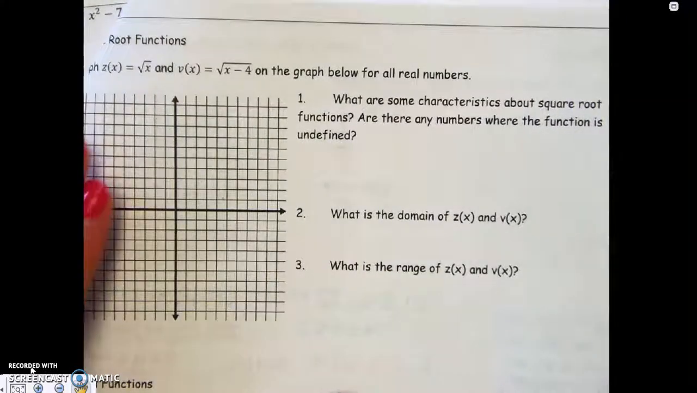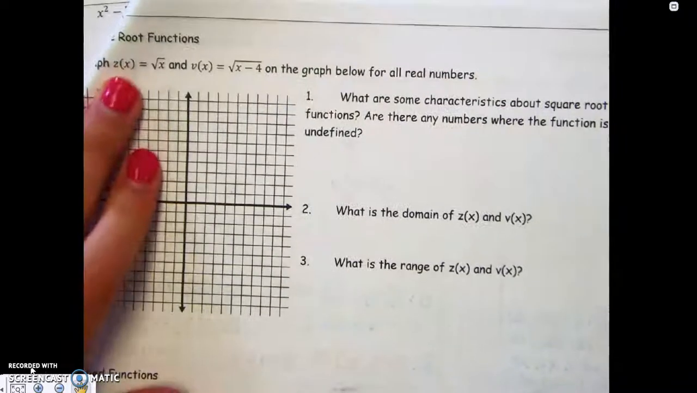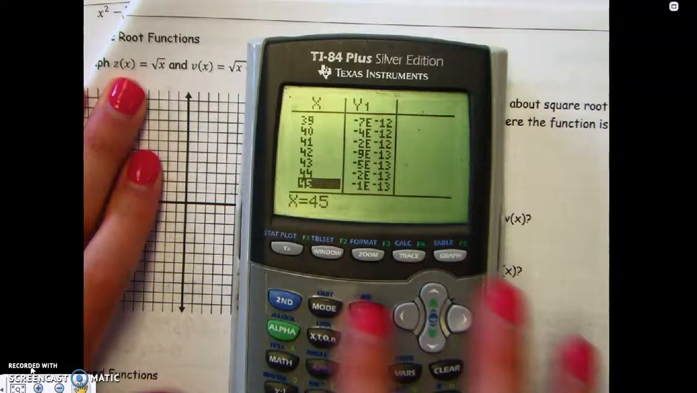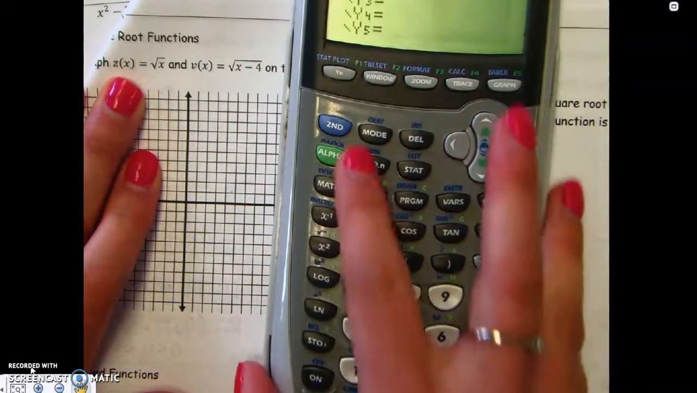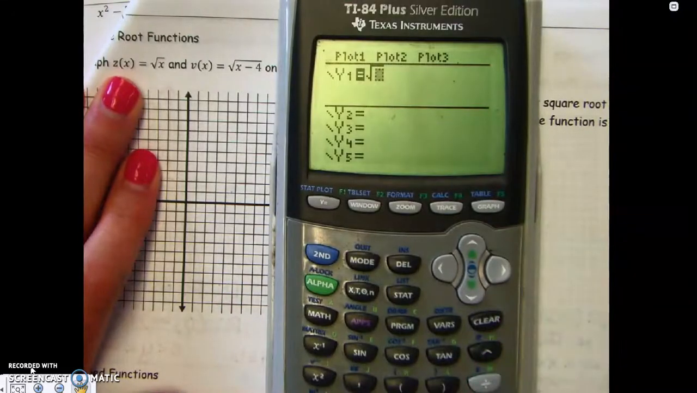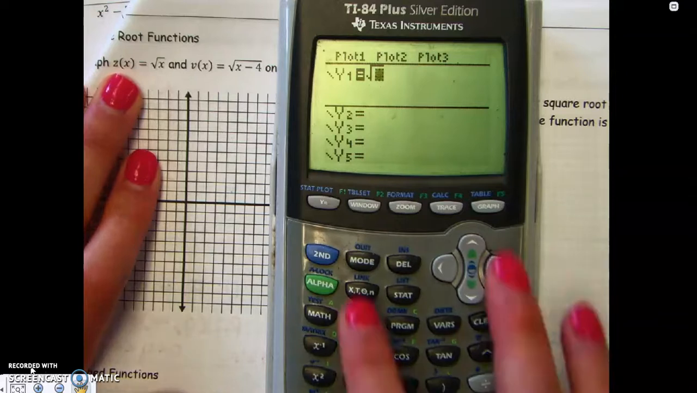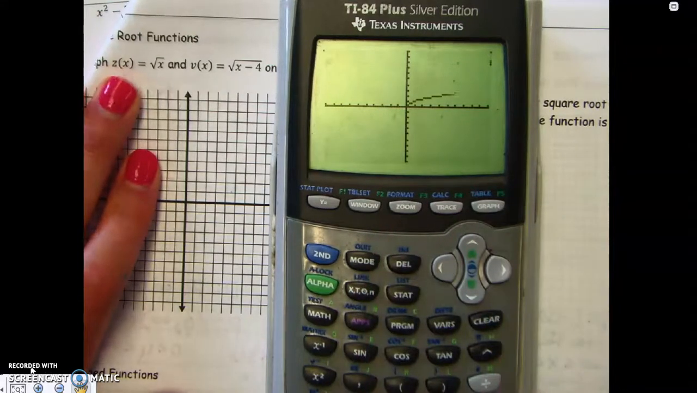Okay, so we're going to graph 2 on this, and then we're going to look at them and see what they look like. So first one I'm going to graph is just the square root of x. To put the square root of x, I'll just clear what's here. You are going to press second and then the x squared button, and that will give you the square root. And then you just put x in there, and you're going to graph it that way.